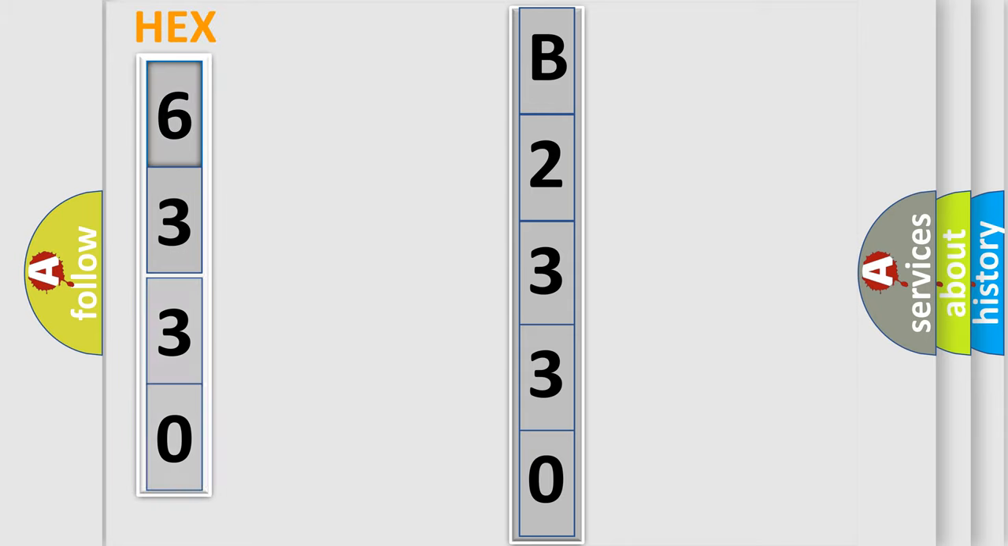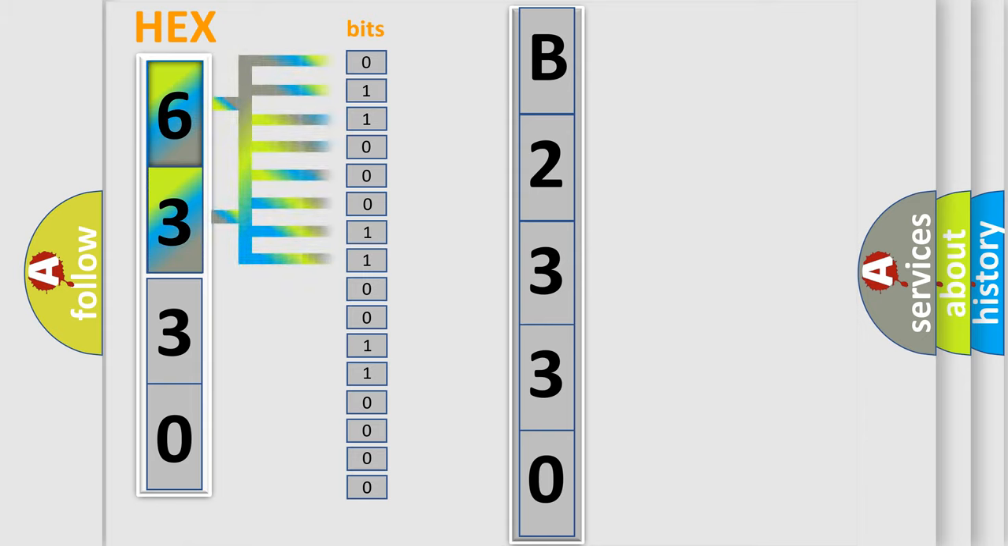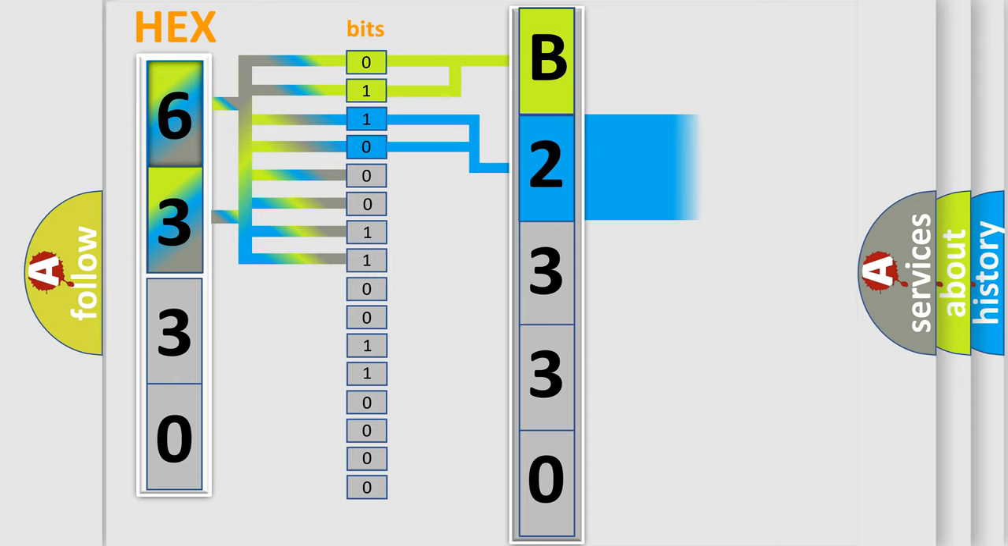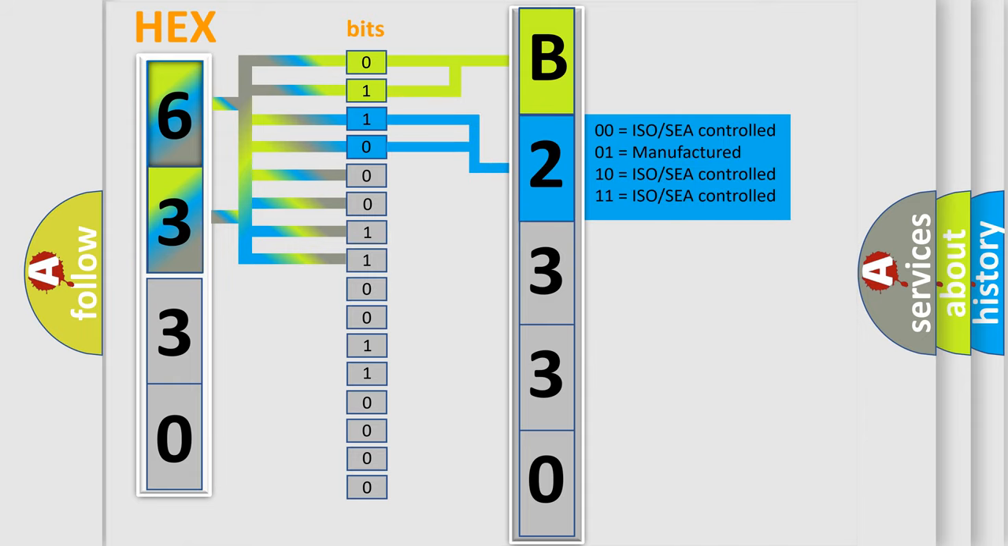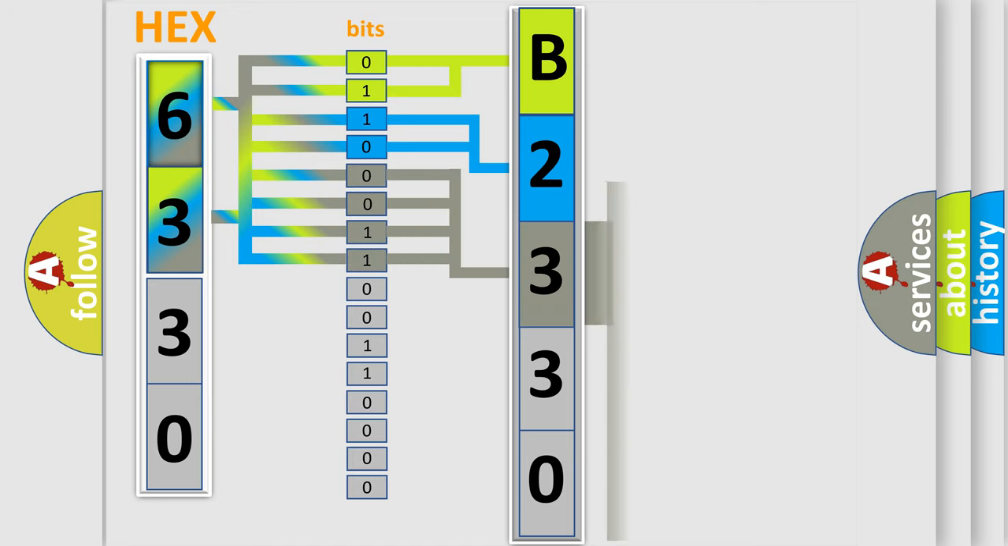The error code is split into two bytes consisting of 16 bits. One bit is the basic unit that each computer works with. The bit has two logical states: 0, low level, 1, high level. By combining the first two bits, the first character of the error code is expressed. The next two bits determine the second character. The last four bits of the first byte define the third character of the code.